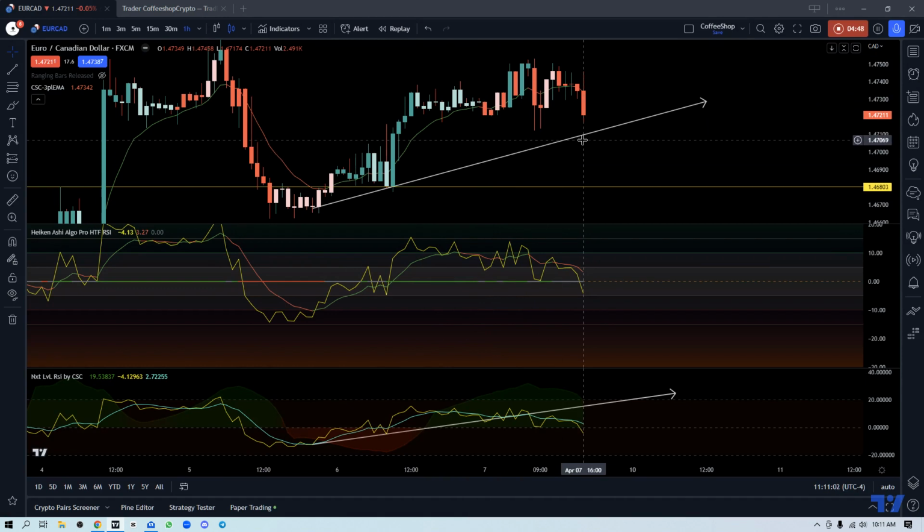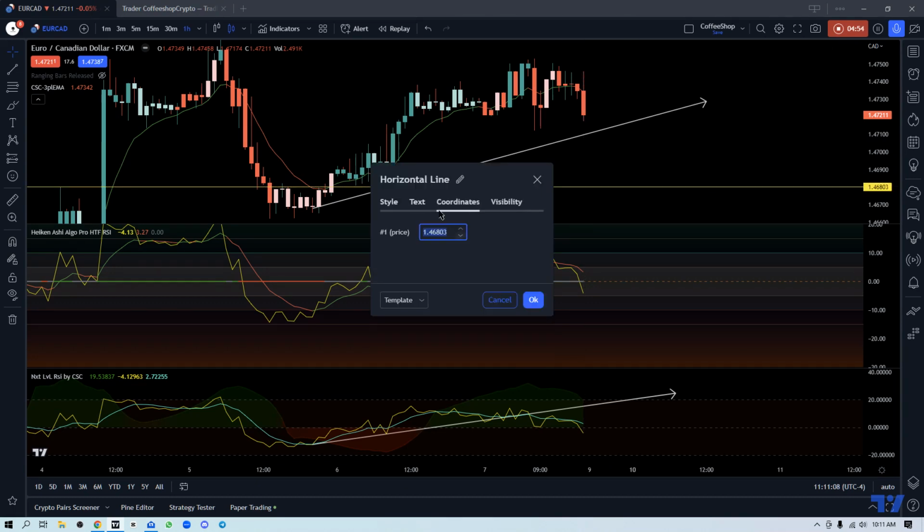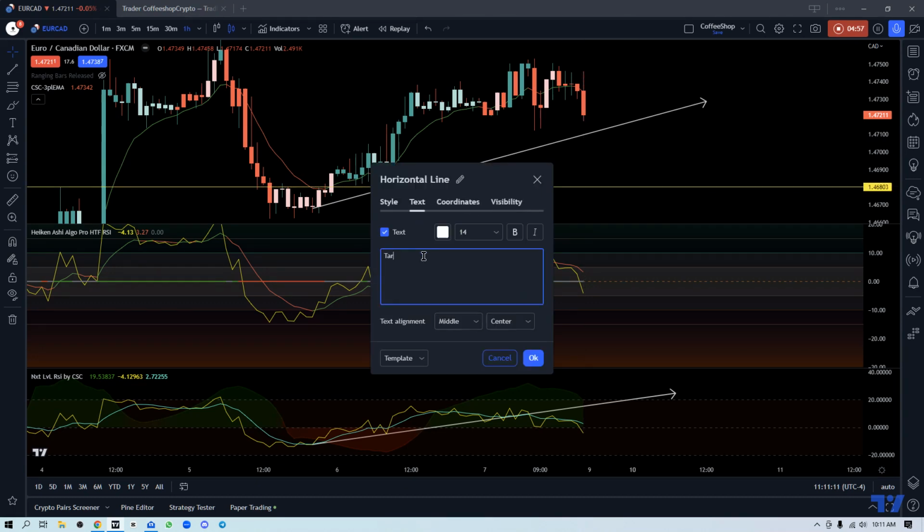So for me, as an example, if I break low below this trend line, I can immediately go down to this point. Here's my take profit. Here's my target. Okay. So here's what we're going to do. Target price is going to be 1.46803. Okay.